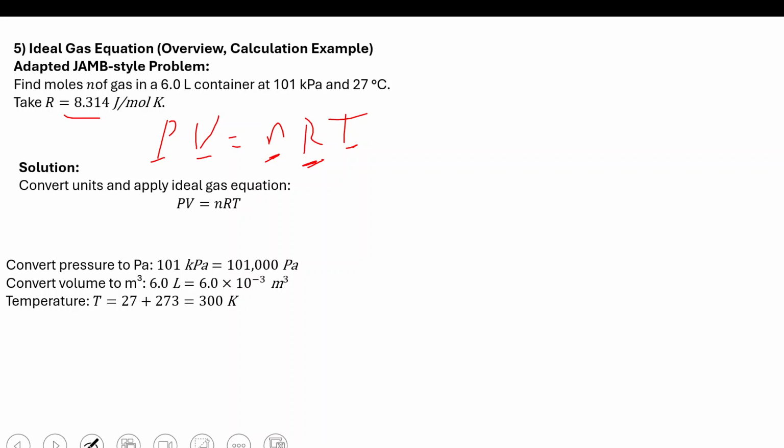So I'm going to be converting kilopascal to Pascal. The pressure there is given as 101 kilopascal. To Pascal is now 101,000, because 1,000 Pascal make 1 kilopascal. For volume, I have 6.0 liters. Convert it to meter cube. 1,000 liters make 1 meter cube, so to convert to meter cube, just divide 6.0 liters by 1,000, and I'll get 6.0 times 10 to the power minus 3.